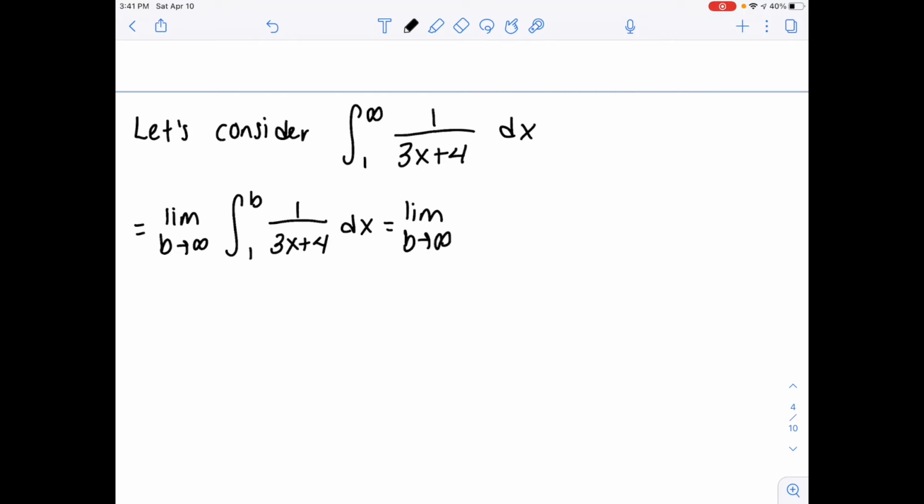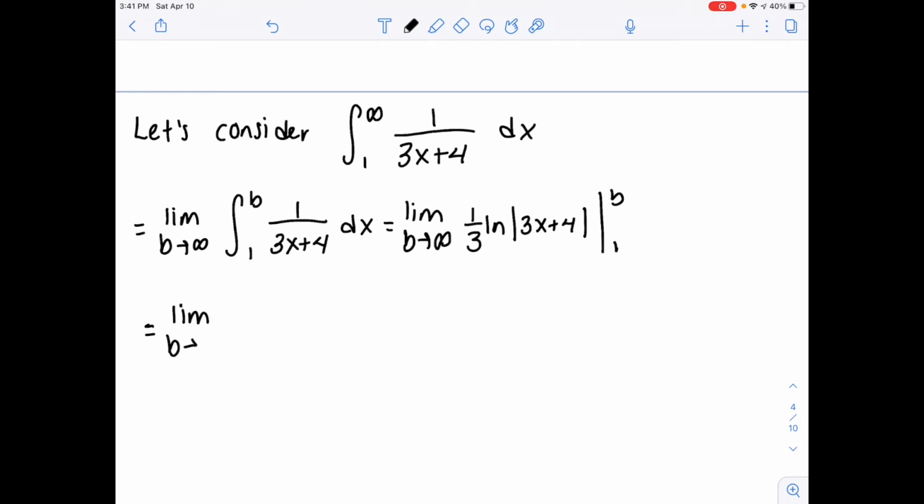Sorry, so this is 1 over x essentially, so we know that this is going to be the natural log of the stuff inside, and I would need to counteract what the inside derivative is, so I'm going to multiply it by 1/3. Right, and then I'm evaluating from 1 to b, holding my limit notation there the whole time.